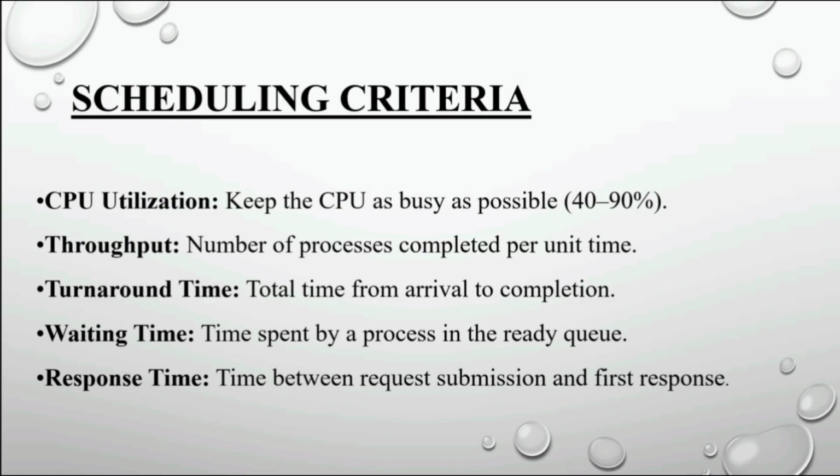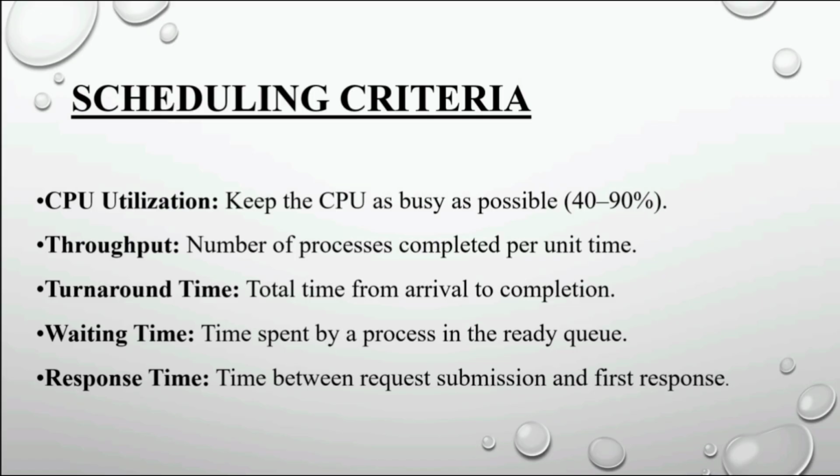CPU scheduling criteria. To check whether a CPU scheduling algorithm works well or not, we look at a few important criteria. Some of the criteria are CPU utilization, throughput, turnaround time, waiting time, and response time. CPU utilization: keep the CPU as busy as possible.